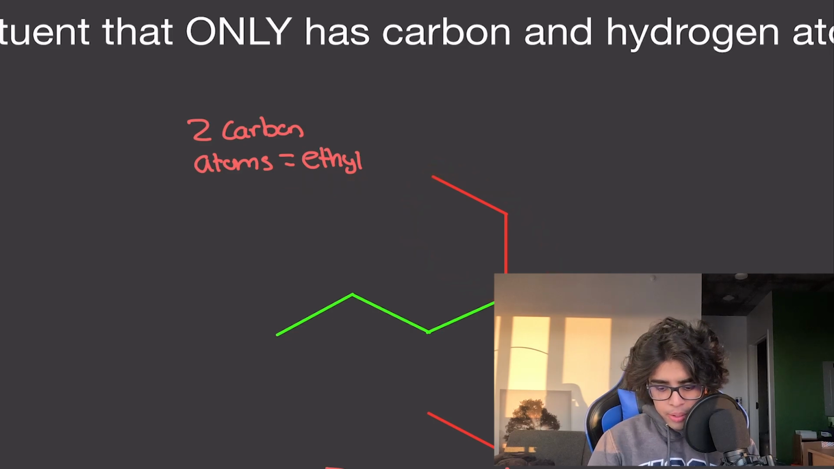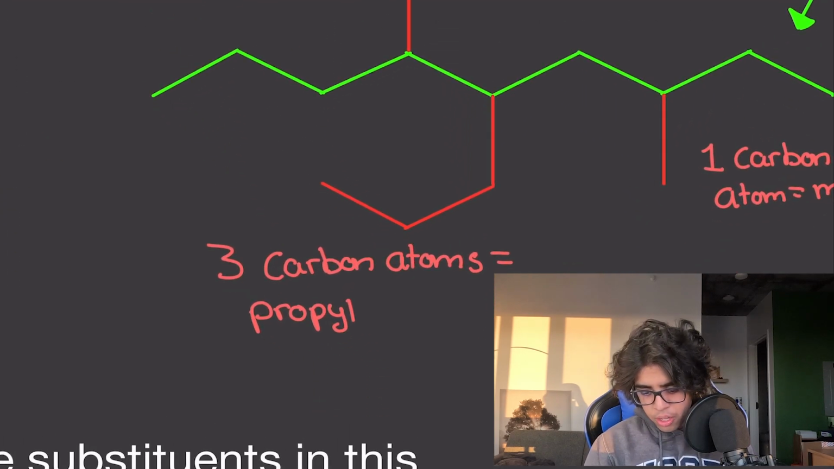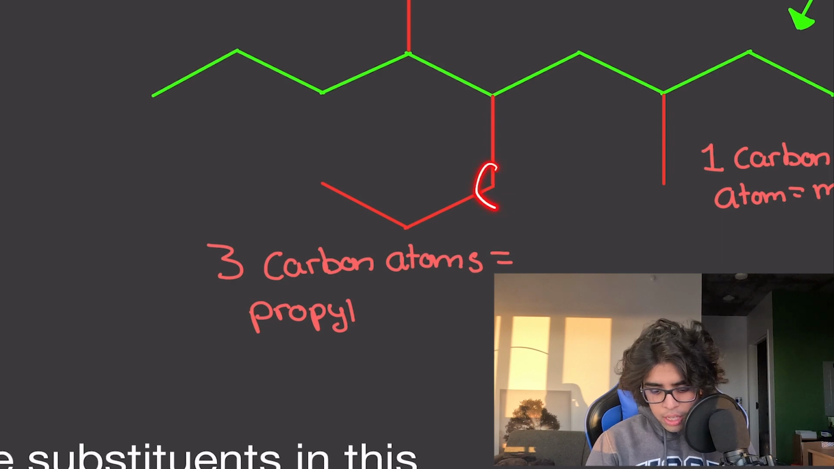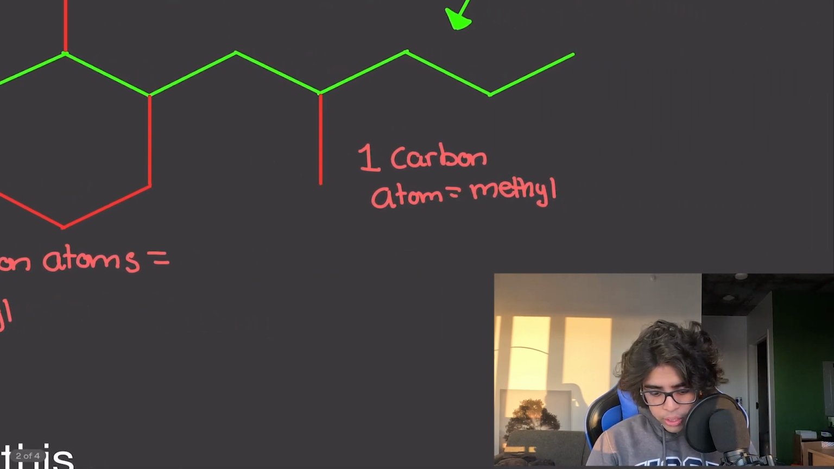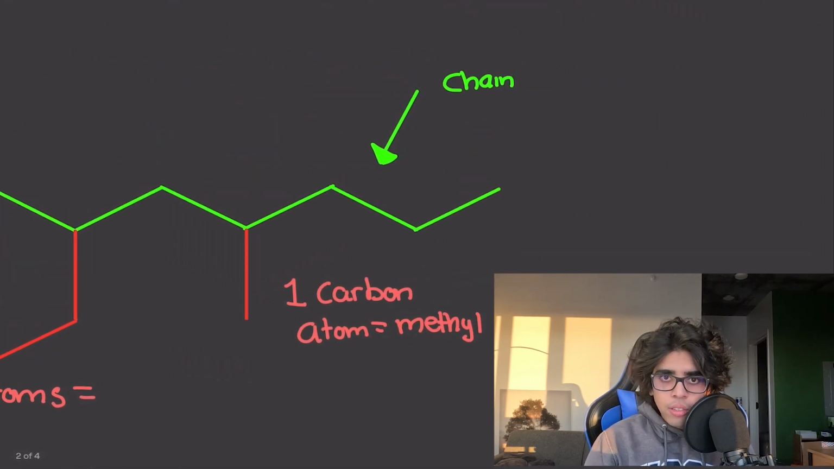The one on the bottom here has 3 carbon atoms, 1, 2, and 3. So this is called a propyl group. The one over here only has 1 carbon atom. So this is a methyl group.